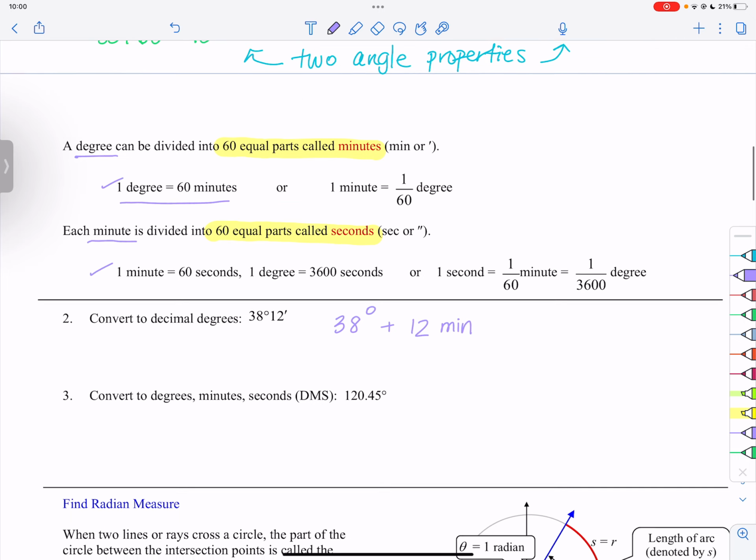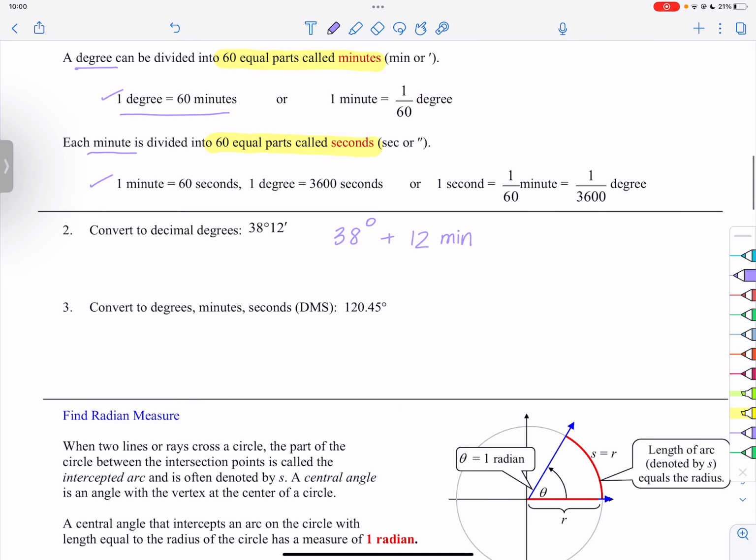So we will have, and I don't have to put that parenthesis there, I can just put it times 1 degree is 60 minutes. Now these minutes will cancel, and we're just left with degrees. So we know that we're doing pretty good there with our units, okay? So 12 divided by 60 is 1/5.